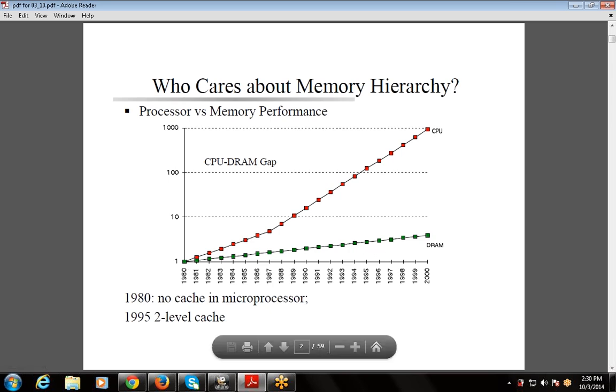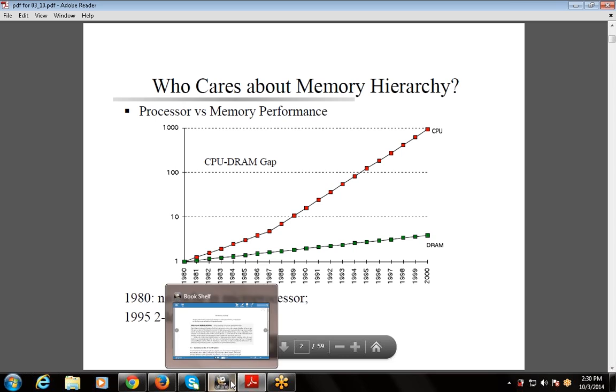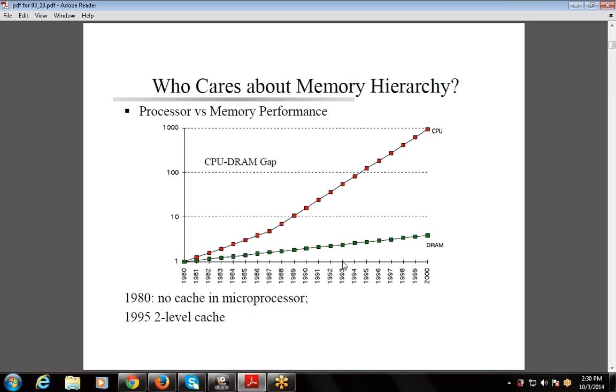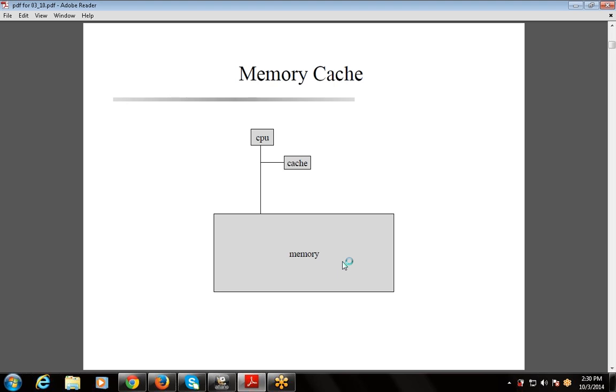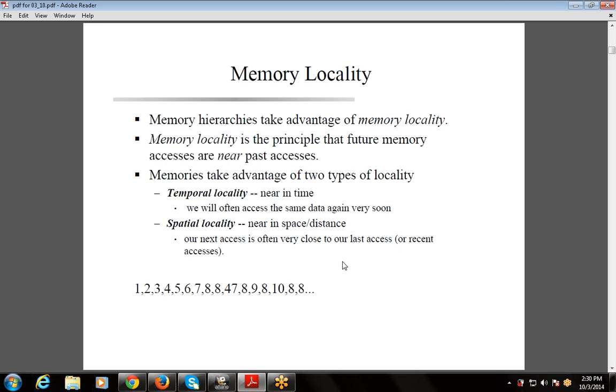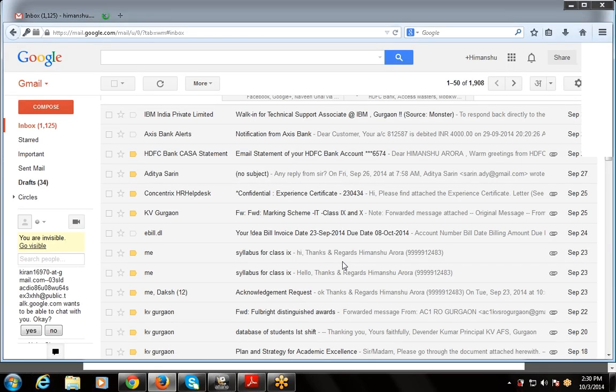One is 1980, that is no cache in the processor. Then 1995, that is a 2-level cache. This is the memory cache that lies between the CPU and the main memory. Then memory locality: the memory hierarchy takes advantage of memory locality. That is a principle that future memory accesses are near past accesses. That is an assumption, a principle, that future memory accesses are nearby the past addresses or past accesses.